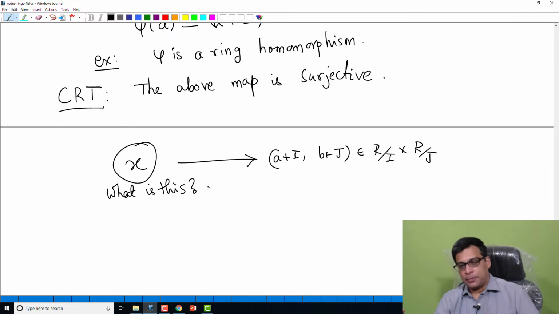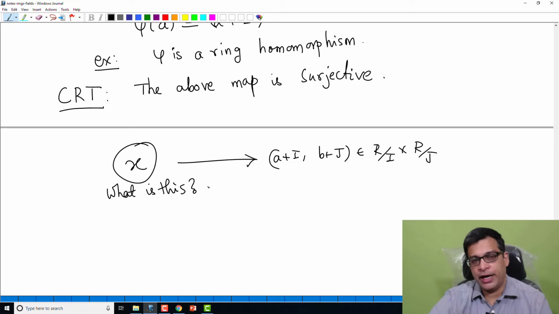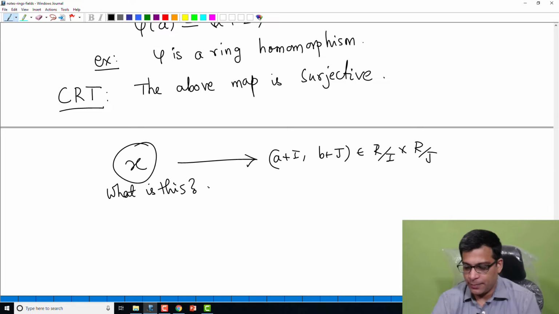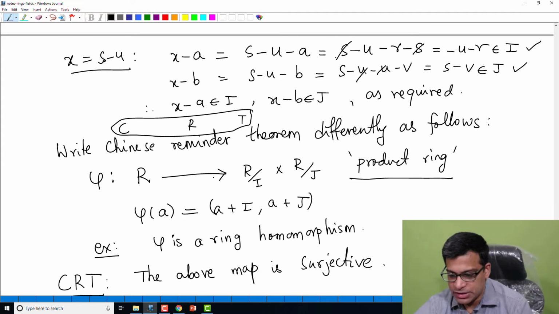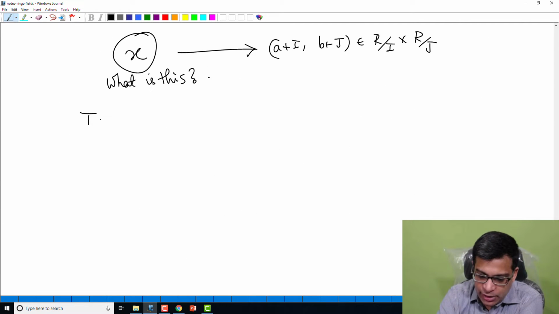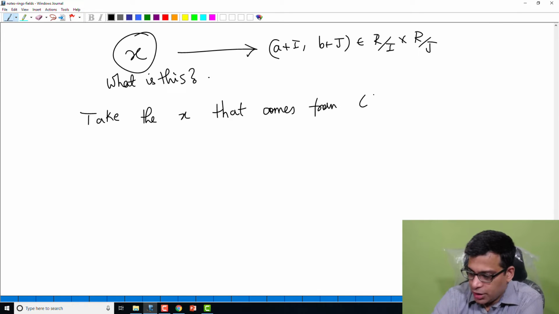In order for a map to be surjective, take any element in the range, the codomain ring, in this case R mod I cross R mod J, every element is in the range. So A plus I comma B plus J must be an element in the image, that means it must come from some x. And the Chinese remainder theorem is telling you what that x is. Take the x that comes from the Chinese remainder theorem. Now, what is the property of that x?